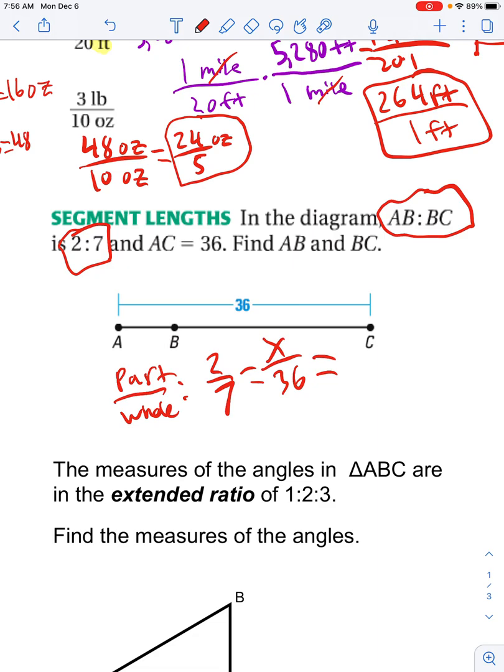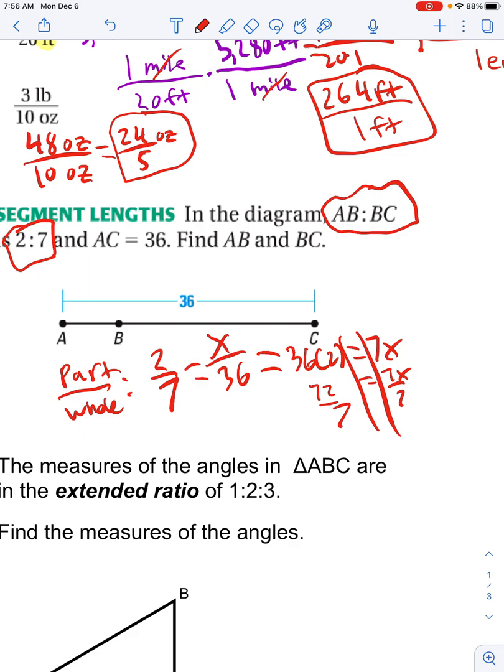So we could plug this in and say, okay, 36 times 2 equals 7 times x. I'm going to solve this. 36 times 2, 72. Divide by 7. And it's not going to come out as a whole number. That's okay. But I'm going to say that this is about 10.286. So that's going to be my smaller point right here, 10.286.